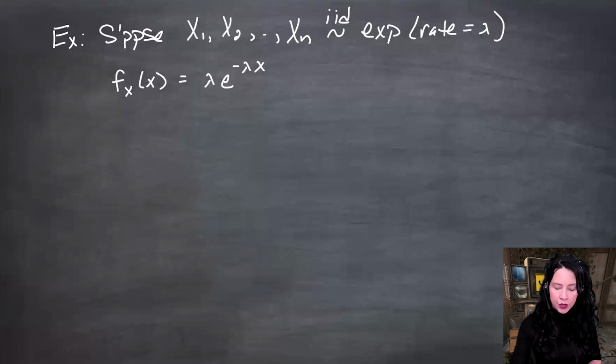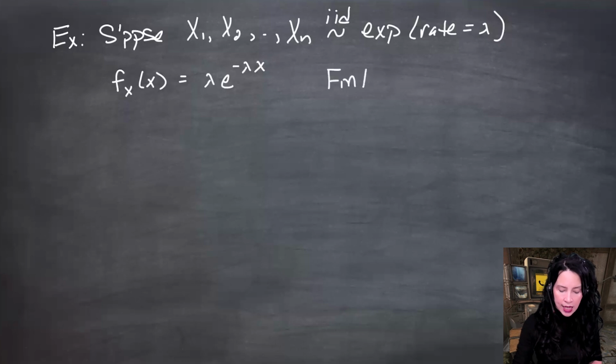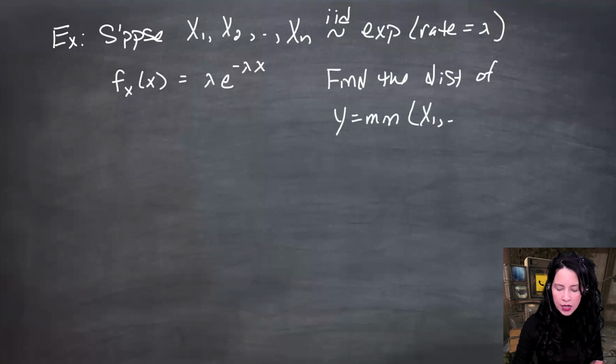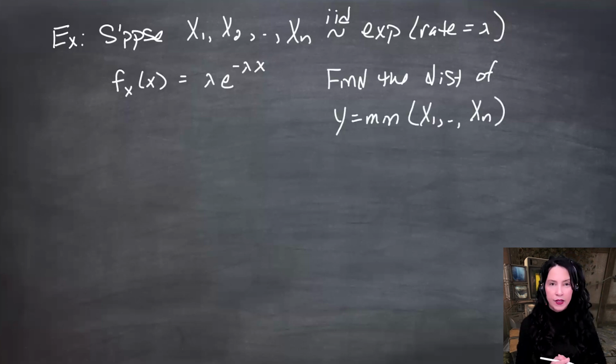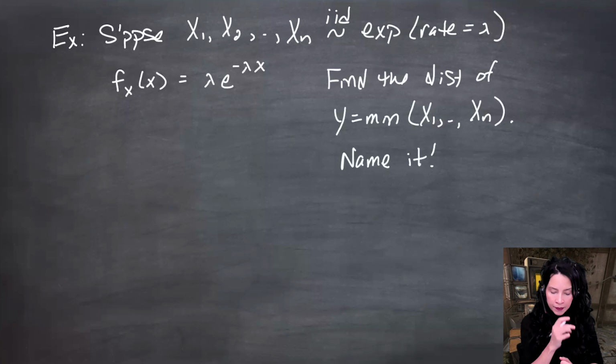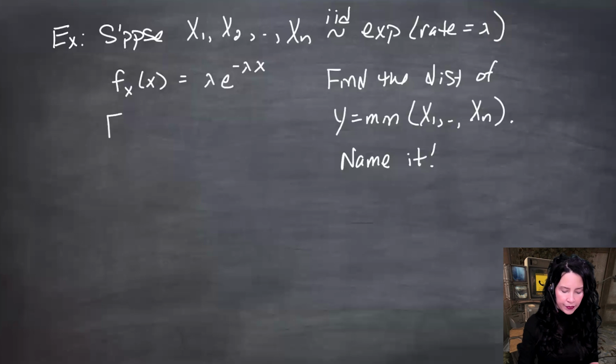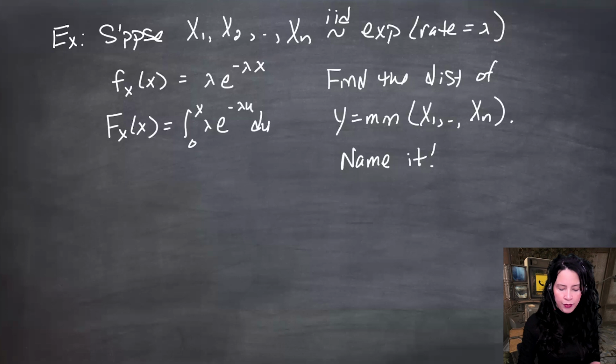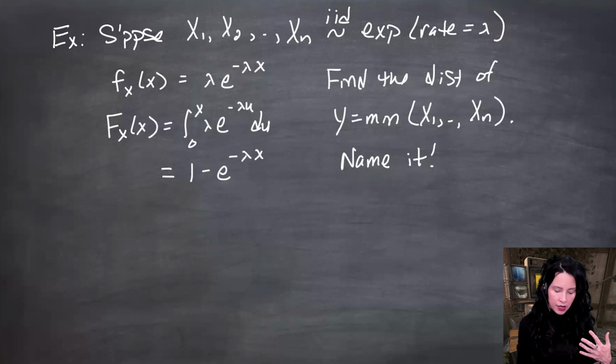And that's what we want to do. So let's find the distribution of the minimum of x1 through xn. And I claim we can name it. Okay, so I've got the PDF for x. I also need the CDF. This is the integral from 0 to x of the PDF, so lambda e to the minus lambda u du. If you integrate this, you get 1 minus e to the minus lambda x, and that holds for x greater than 0.